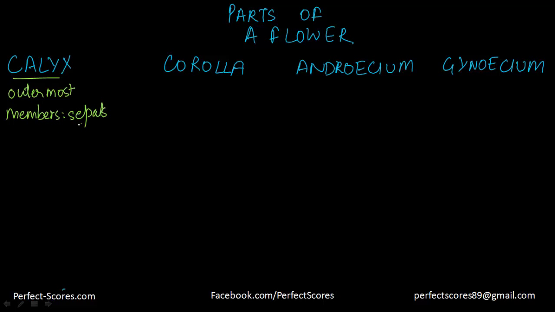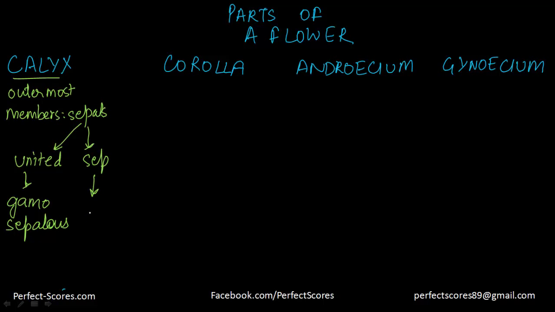The calyx, depending on these sepals, can be of two types. If the sepals are united, it is known as gamosepalous. If they are separate, it is known as polysepalous. So that is about the calyx. Now coming to the corolla, the members of the corolla are known as petals. And usually they are very bright and colorful so that they can attract insects for pollination.